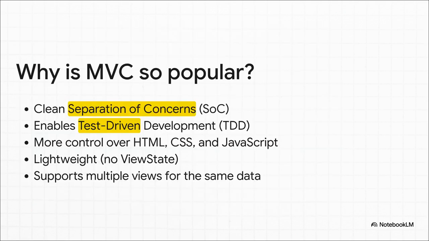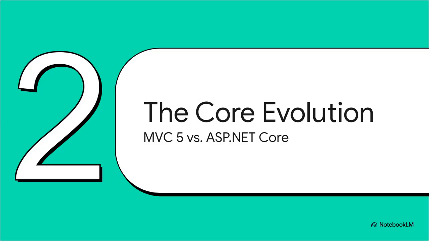But the follow-up is always, and why should I care? That's what they really want to know. And the magic phrase here is separation of concerns, or SOC. It just means everything has its own job. Your display logic isn't tangled up with your business logic. This makes everything way easier to test, which is a massive deal for test-driven development. Plus, you get full control over your HTML, and it's super lightweight because it's not bogged down by old stuff like view state.